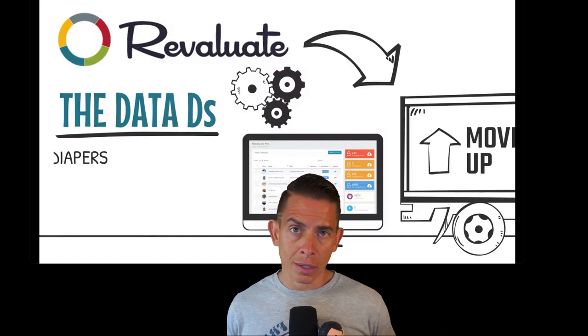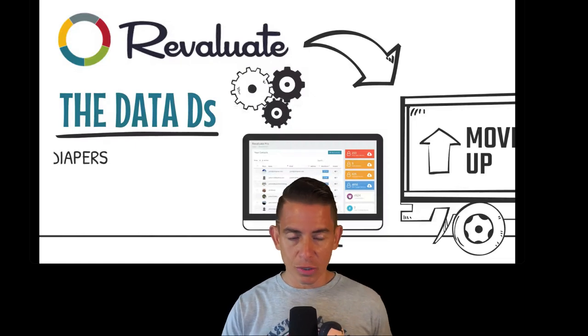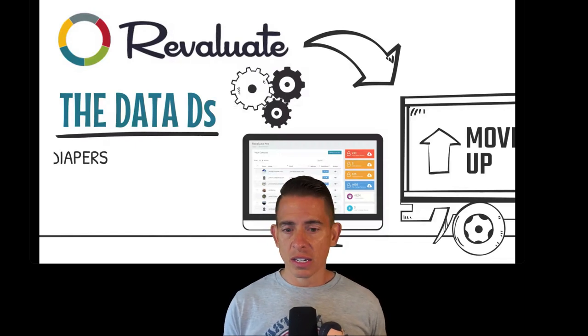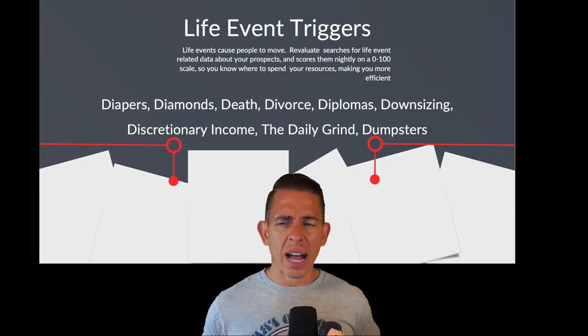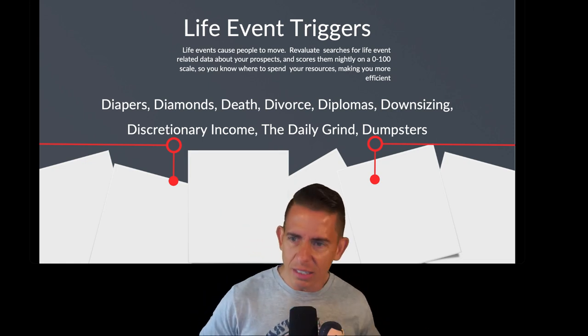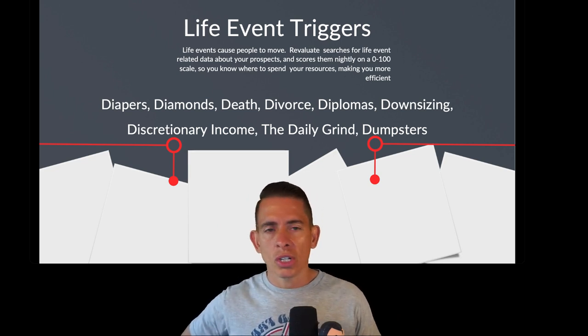Everybody's worried about TikTok. Look, everybody's doing it. Facebook's doing it. Your credit card company's doing it. Google's been doing it. All of the things. Okay, so the data Ds. And here's what they are: diapers, diamonds, divorce, death, divorce, diplomas, downsizing, discretionary income, the daily grind, and of course, dumpsters.